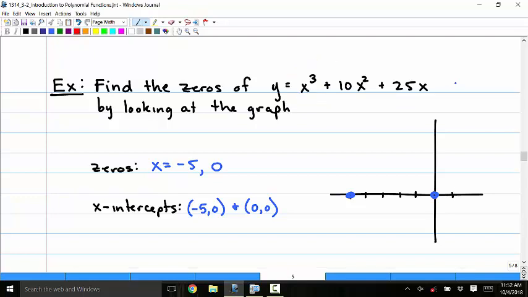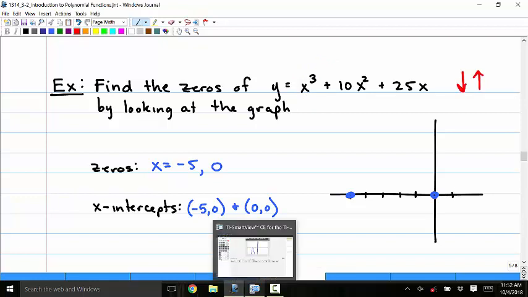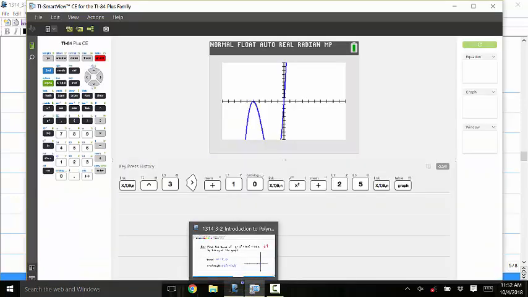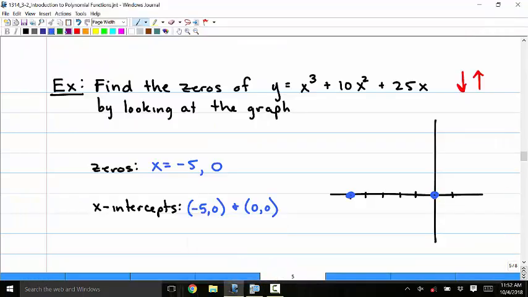Now, this is a degree 3 with a positive leading coefficient. What's the end behavior going to look like? Down, up. Is that what our graph looks like? Yup. So I'm going to have down and up.